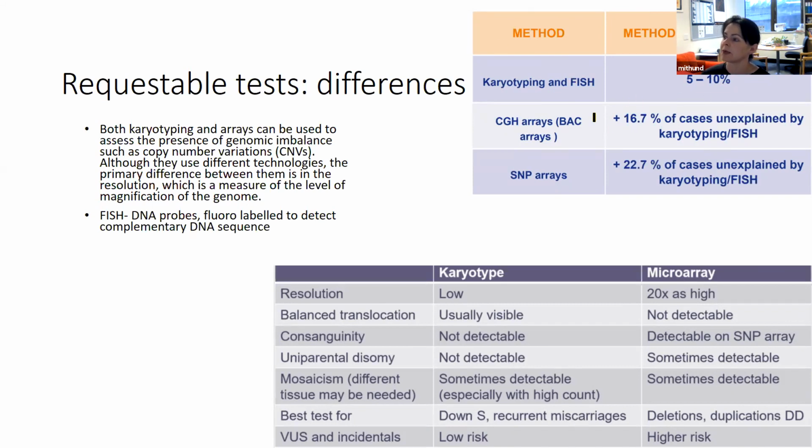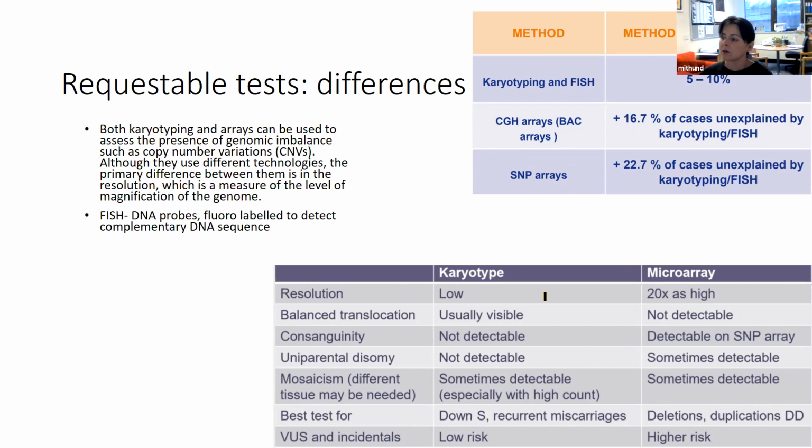The next level up, cytogenomic arrays, will detect more of the cases that are unexplained, so there might be a better chance of identifying a mutation. And then with increased resolution there is the SNP array, and I'll explain what a SNP is in a moment. This is looking again at the level of the nucleotide.